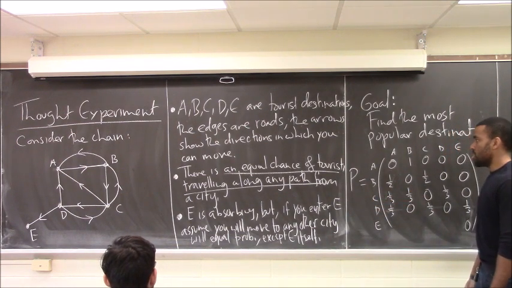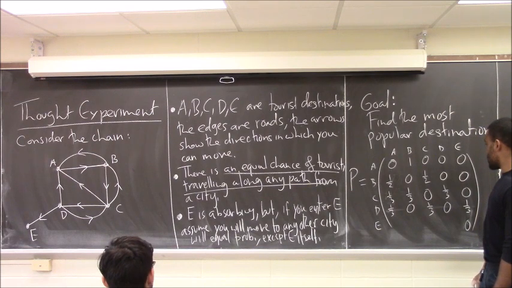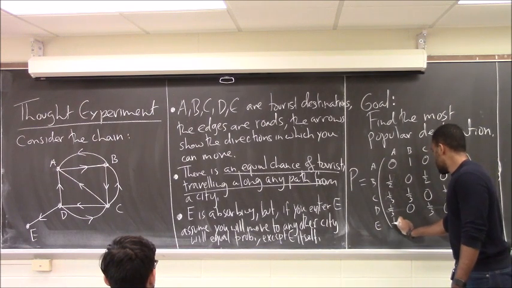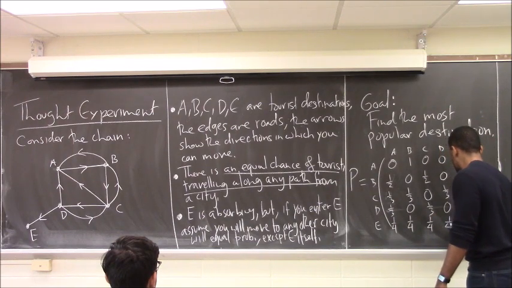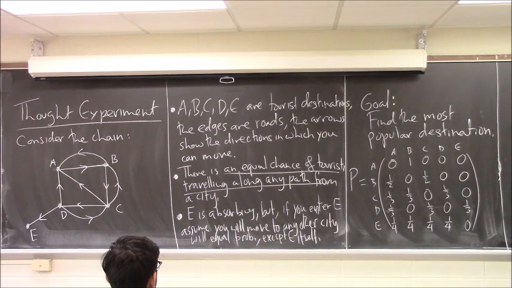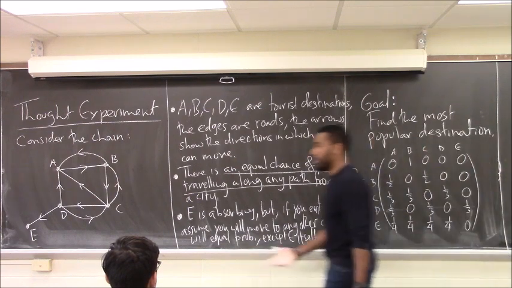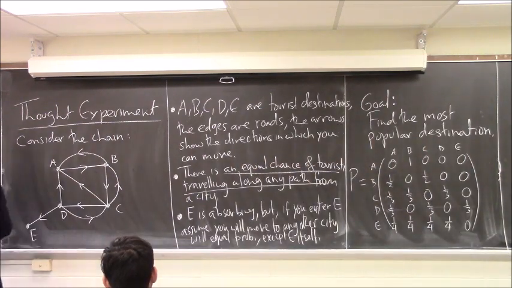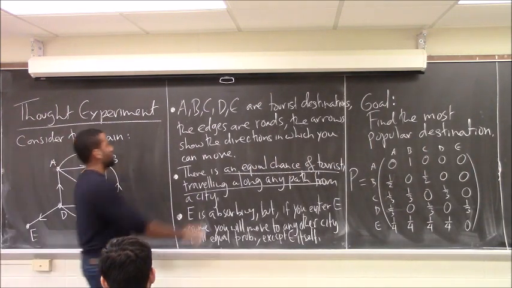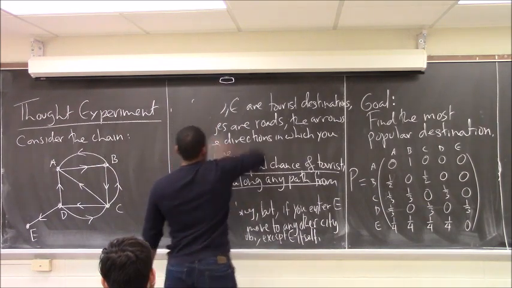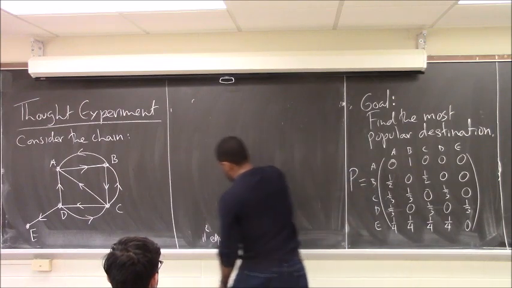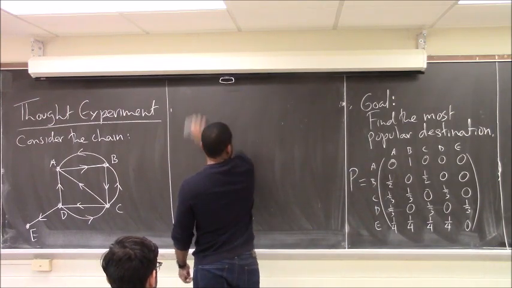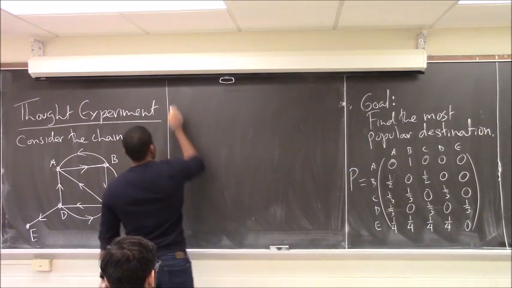I can move to any other city with equal probability. So what would this look like? 1/4, 1/4, 1/4, 1/4. That's what the transition is. Now, fun fact, you don't have to verify this. Notice that I have zeros all over the place, and so that doesn't really help me anything.